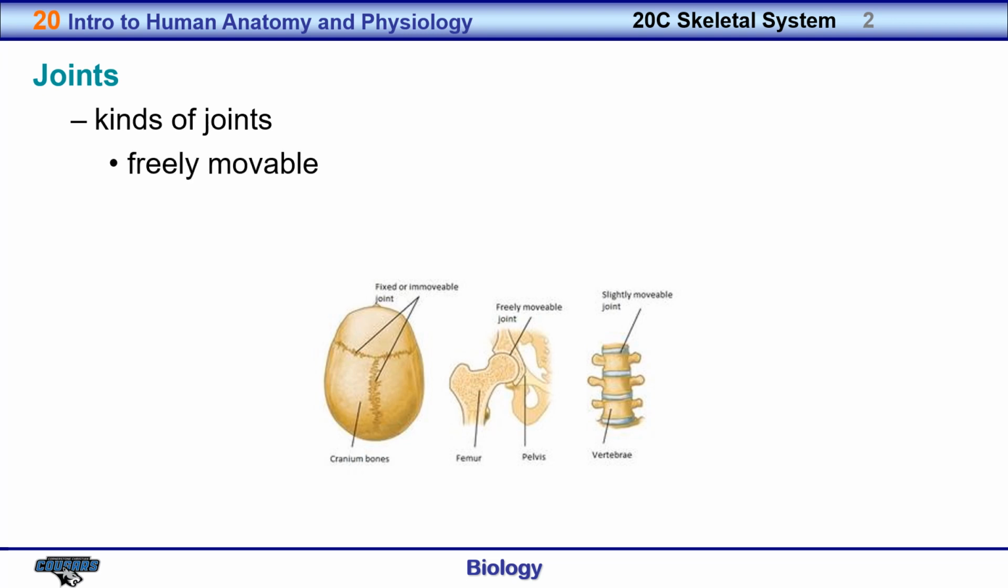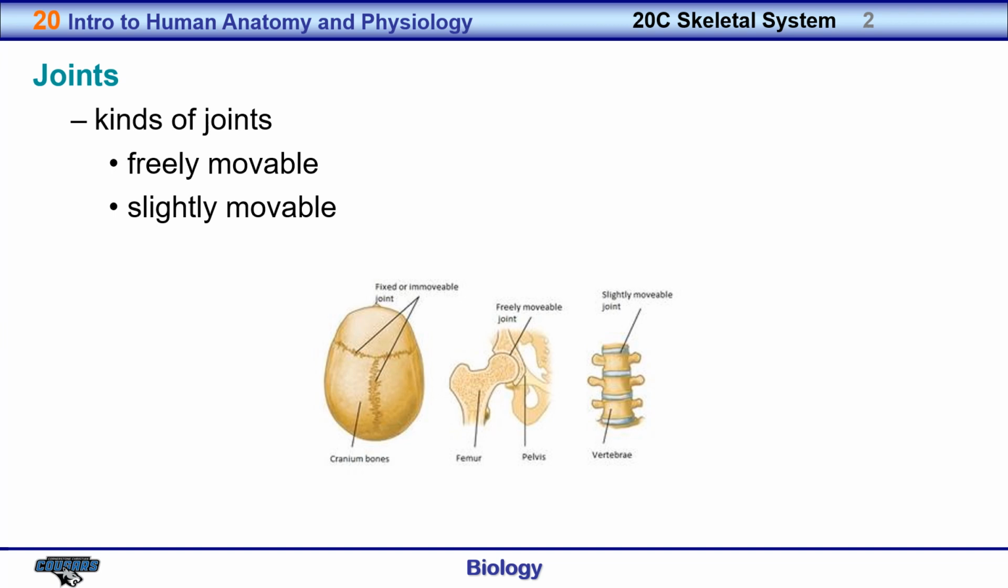A freely movable joint, and that's going to be most of the joints in the skeleton, are free to move around. That doesn't mean they can move in every possible direction. The ends of the bones are shaped in such a way that they can move like that. So they'll often be rounded or fit into something else that's rounded so they can have this high degree of movement. Then we have some joints that we call slightly movable joints.